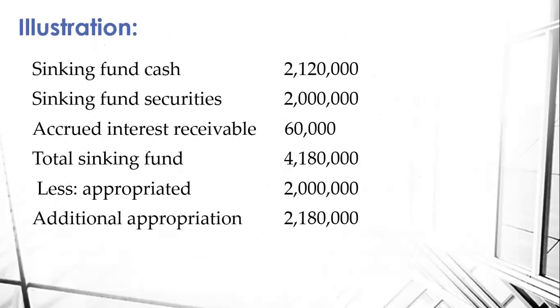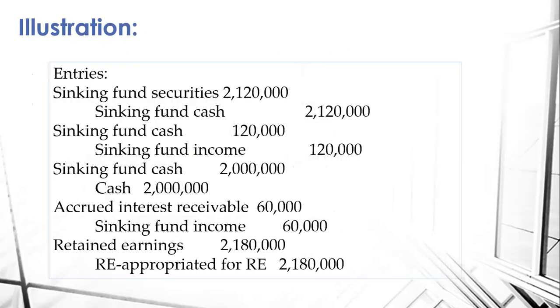Illustration: sinking fund. Sinking fund cash, then sinking fund securities 2 million, accrued interest receivable 60,000. So total sinking fund of 4,150,000. Less appropriated, may appropriate ka nga 2 million. So additional appropriation is 2,180,000.